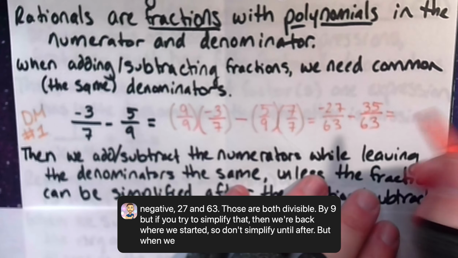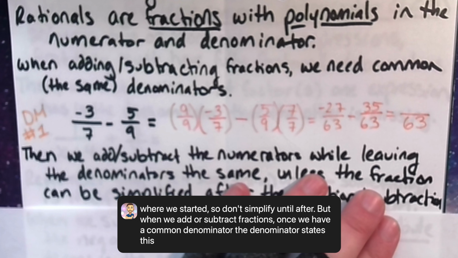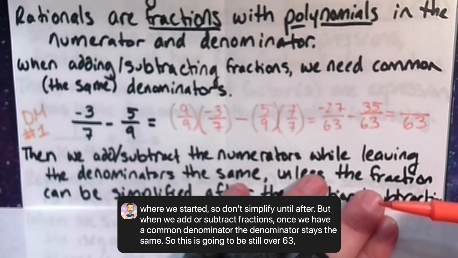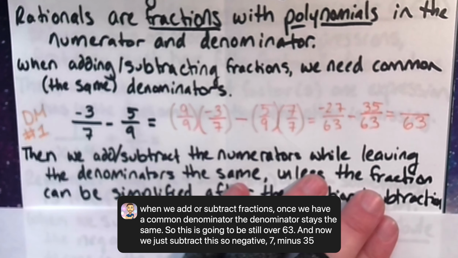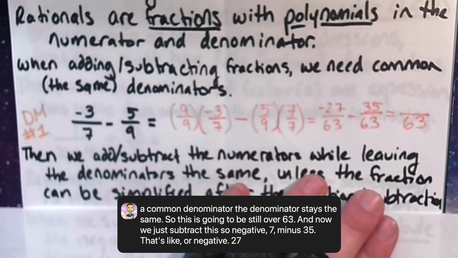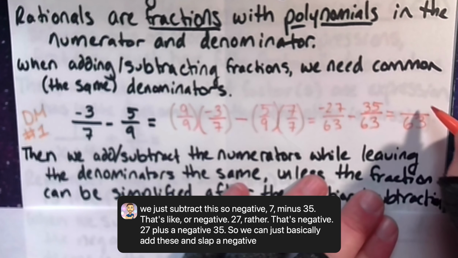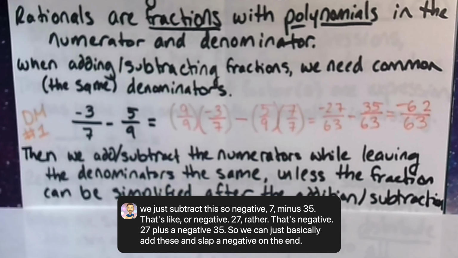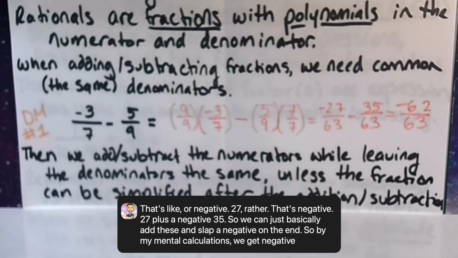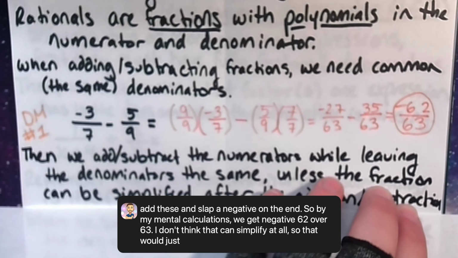But when we add or subtract fractions, once we have a common denominator, the denominator stays the same. So this is going to be still over 63. And now we just subtract these. So negative 27 plus a negative 35, so we can just basically add these and put a negative on the end. So by my mental calculations, we get negative 62 over 63, and I don't think that can simplify at all, so that would just be our answer.